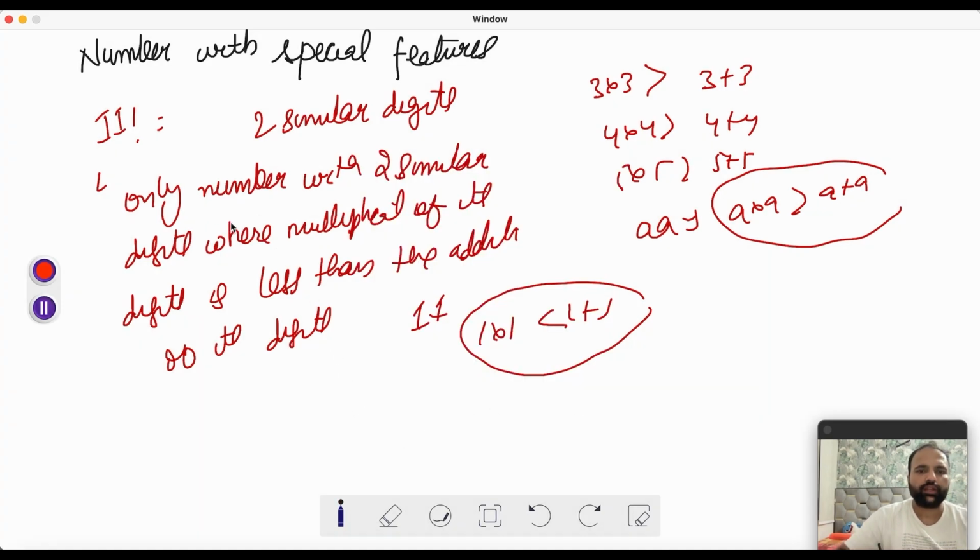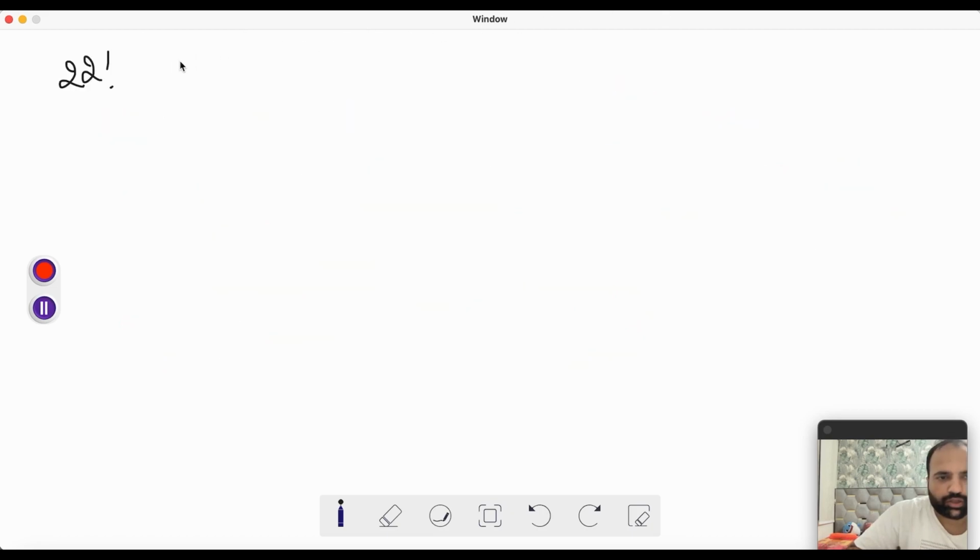11 is the only number with two similar digits where, even after multiplying, it is coming lesser than the summation. It's a very simple concept. Okay, I'll tell you later on, but let's just stick to this over here. We'll teach about it in the next concept. Okay, so this is one. Now we'll do the second concept. Now 22 is yet another number with two similar digits.